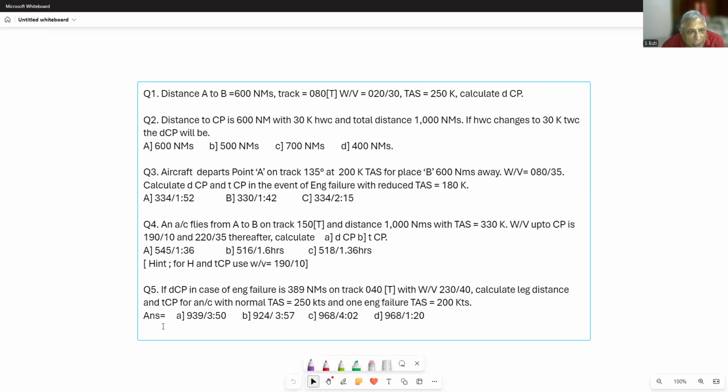After you calculate this distance to critical point, now find out the time to the critical point. And don't forget, now I will have to use the normal true airspeed, okay, normal true airspeed to find the ground speed outbound. With that ground speed, calculate your time to the critical point.